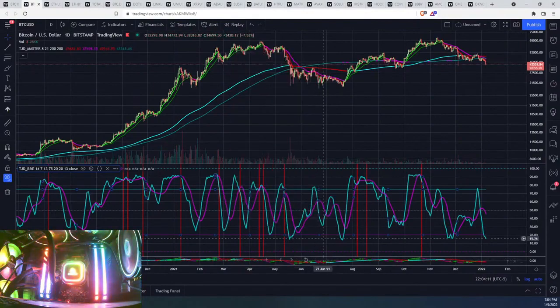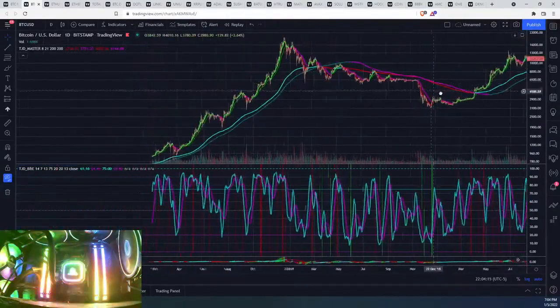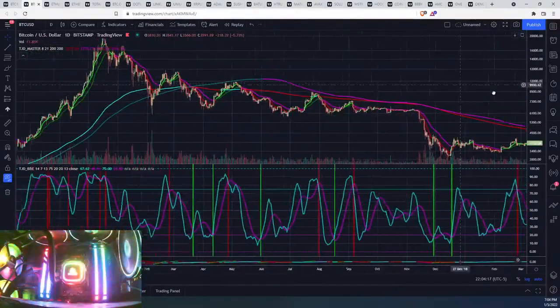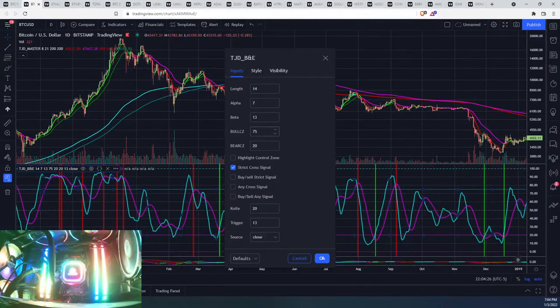And we can look back at the last bear market and see basically, would that have worked? How effectively would it have worked? So we can see here, we get... I should show you before I modify it, actually.